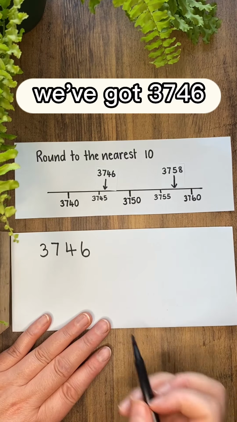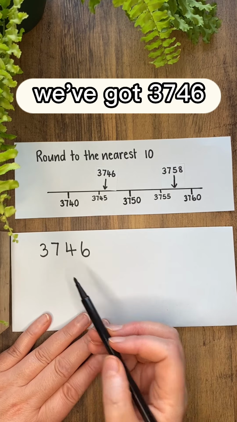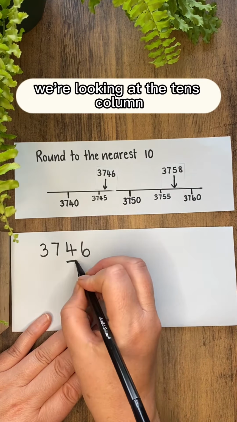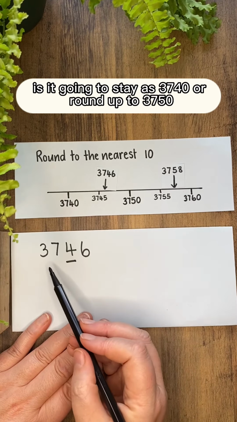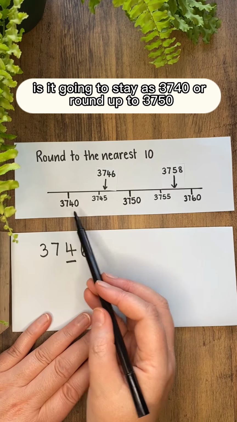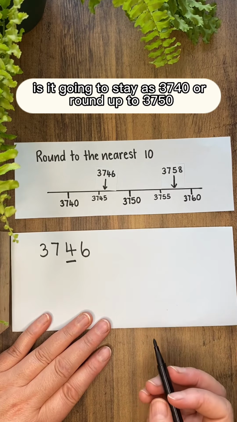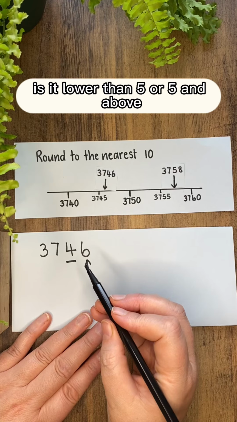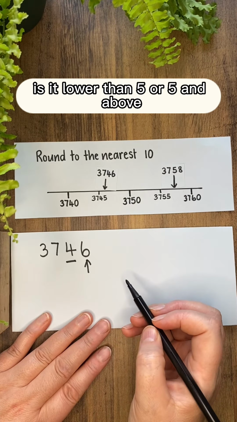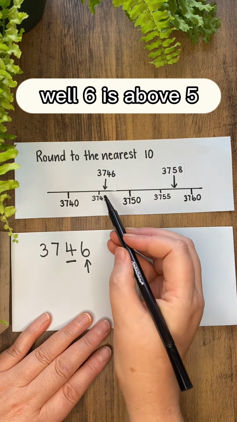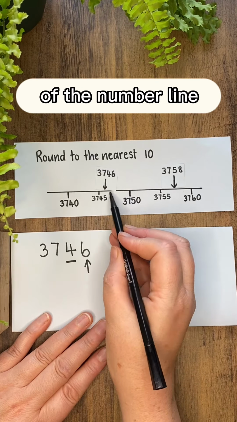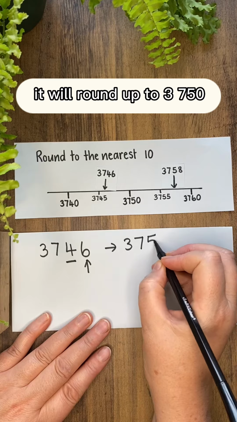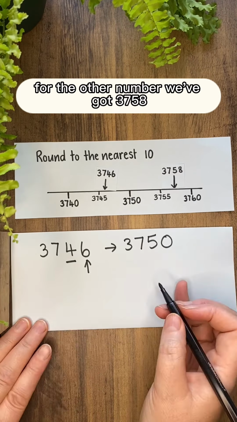The next example, we've got 3,746. We want to see if it will round to the nearest 10. To decide this, we're looking at the tens column. Is it going to stay as 3,740 or round up to 3,750? To decide this, we look at the next column and say, is it lower than 5 or 5 and above? Well, 6 is above 5, so that means it comes into this section of the number line. So it will round up to 3,750.